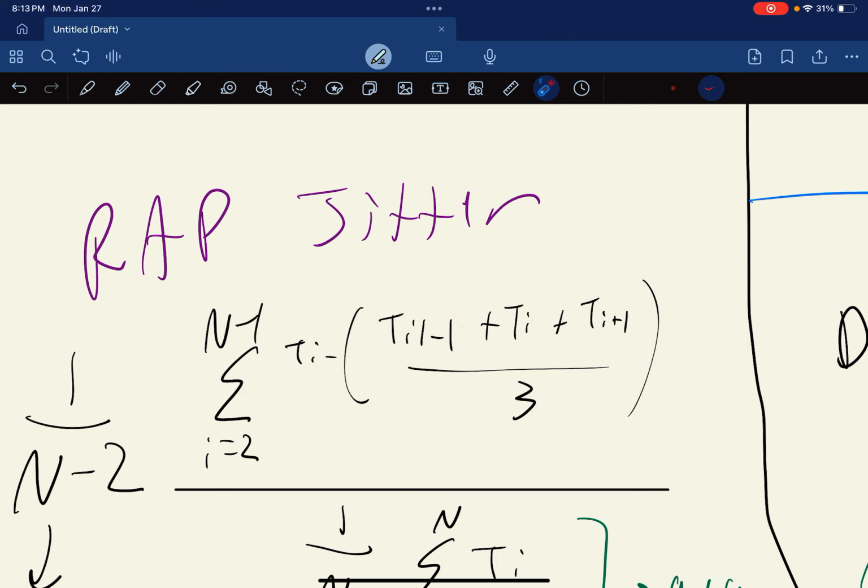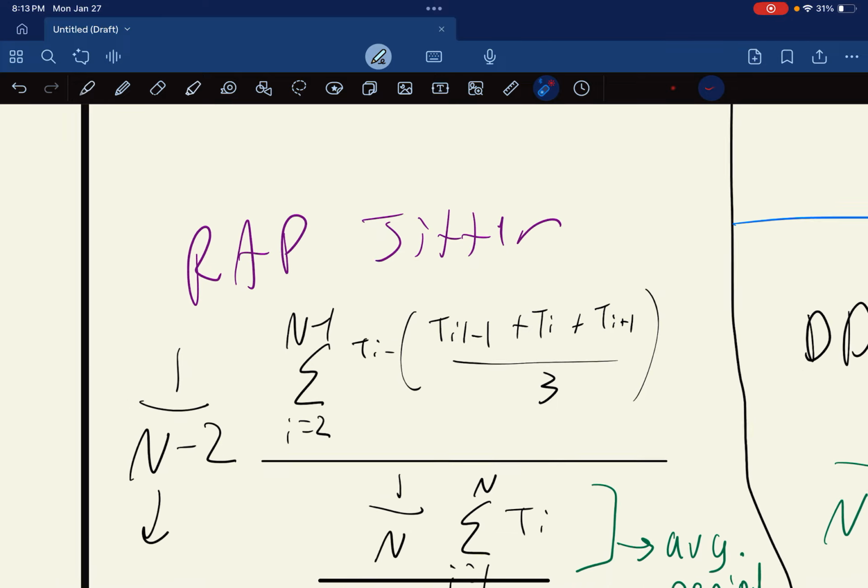Anyways, now we have the fundamental frequency at point i, right? And all that we're doing is adding up the frequency at point i, at point i plus 1, and at point i minus 1.